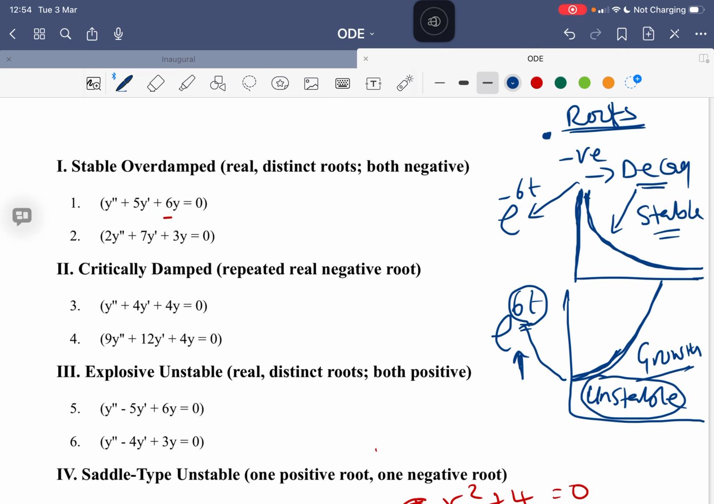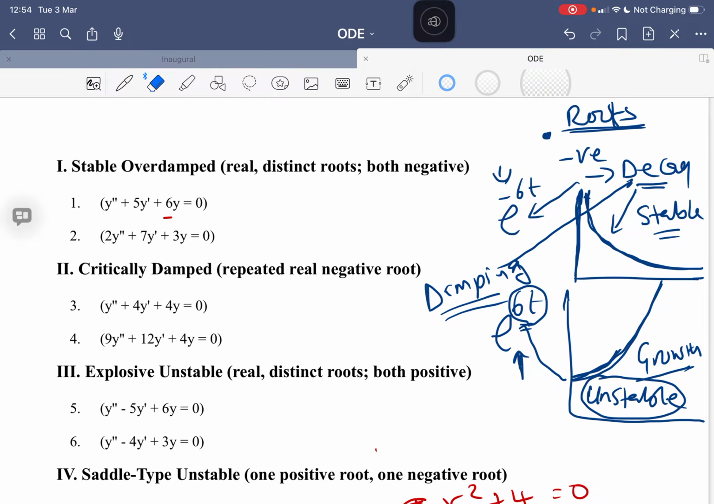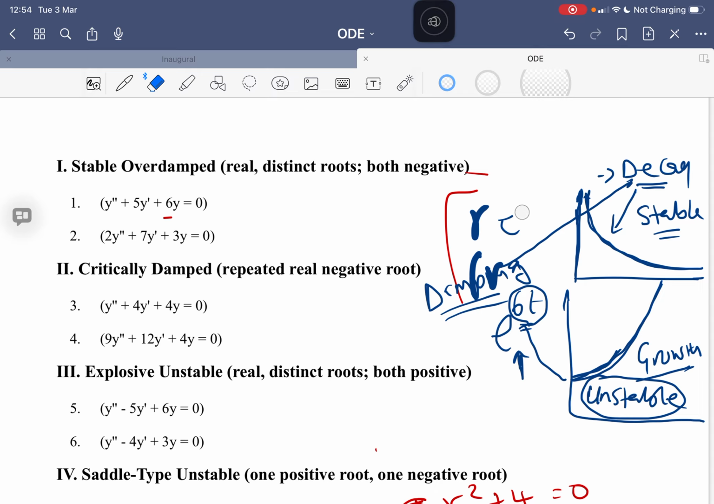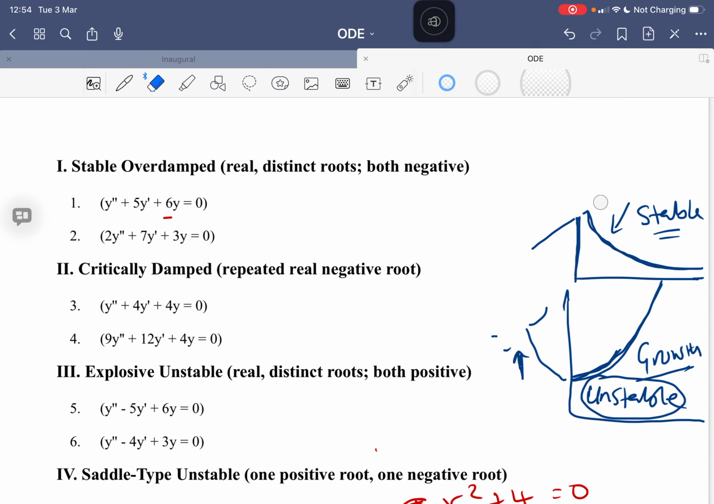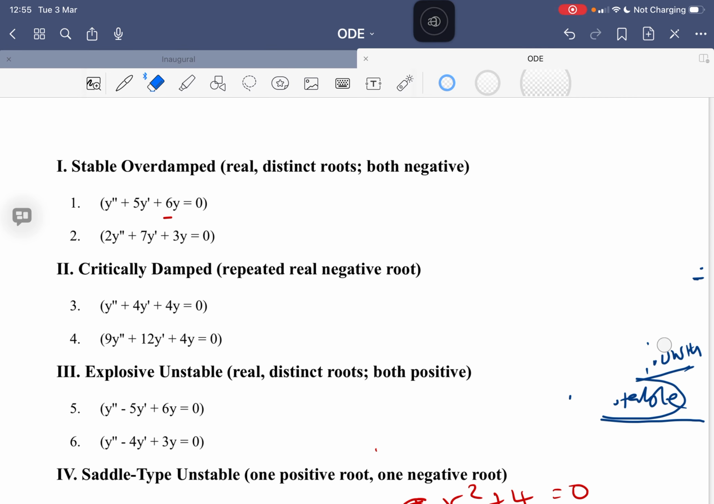So a negative value here is decay, and the other term for decay is damping. So it's damping. That means it's killing the vibration, or killing the system amplitude, right? So based on that, we have these different types of cases we can encounter here, based on the nature of the roots we have. So that's why I have all these 7 different categories.